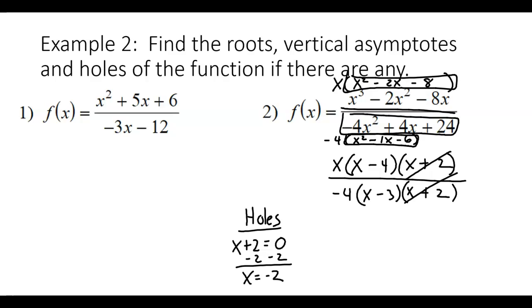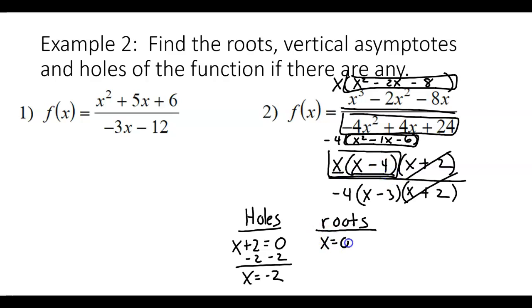Next, we're going to look for our roots, also known as x-intercepts. The x-intercepts happen anywhere where the things on the top equal 0. We're not going to include this one because that was a hole, right? We ignore that one now. That's why we start by looking for the holes first, so we know to ignore it when we get to this step. All right, so I have two factors on the top, x and x minus 4.